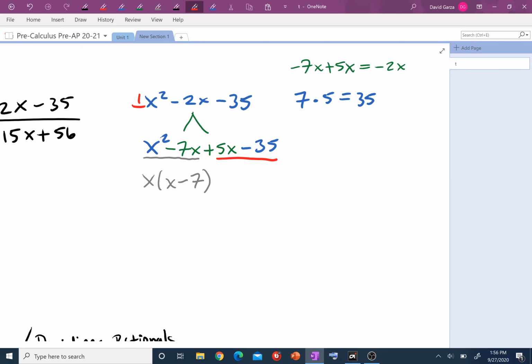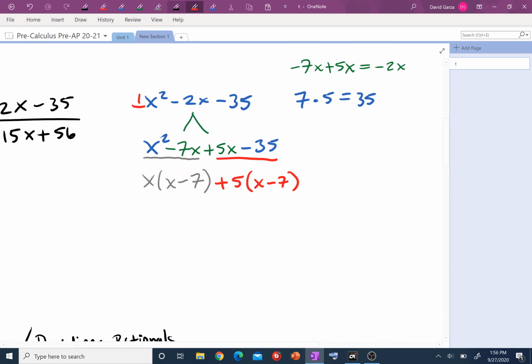So now let's look at the two terms on the right-hand side. So we have 5x minus 35. I know that 5 goes into 35, right? So that would be the greatest common factor. So I'm going to factor out a 5. And then I have 5 times what gives me 5x? Well, 5 times x. 5 times what gives me 35? 7, but since there's a minus sign, it's negative 7, right?